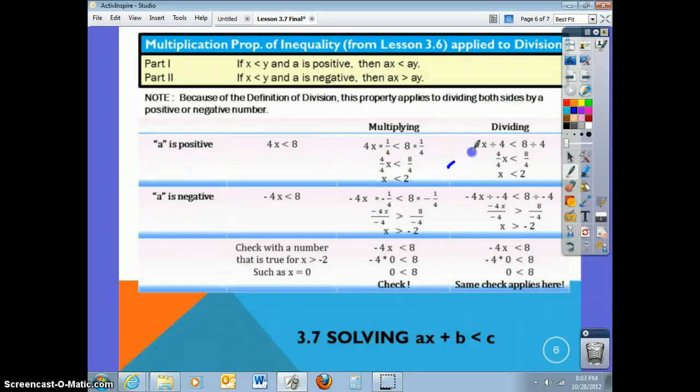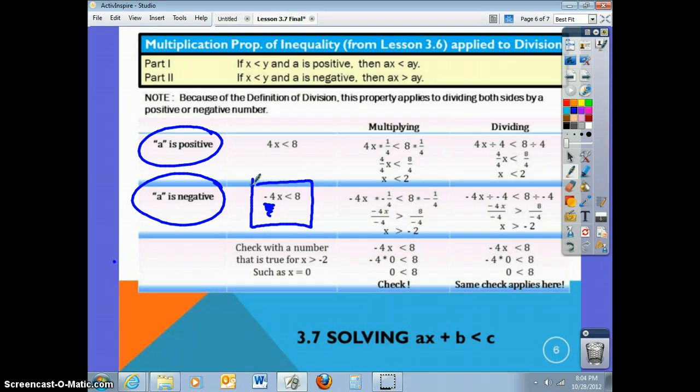Okay, on the dividing, instead of multiplying both sides by 1/4, I could divide both sides by 4. I still get 4 over 4 x, and I still get 8 over 4, and x is less than 2. So whether I multiply by 1 over 4 or I divide by 4, I get the same result. And that was using a positive a. Now let's use a negative a. A is going to be -4 this time. -4x is less than 8.